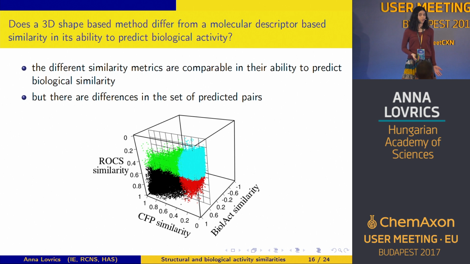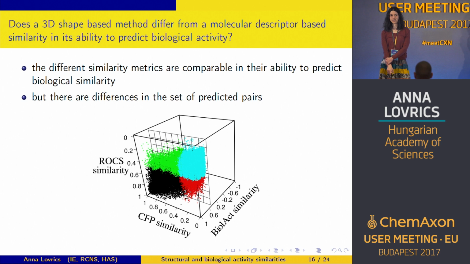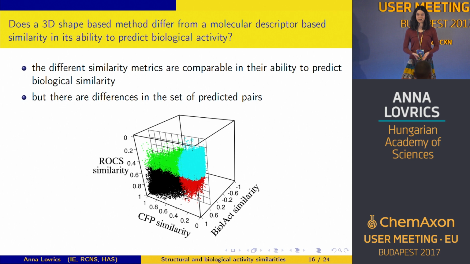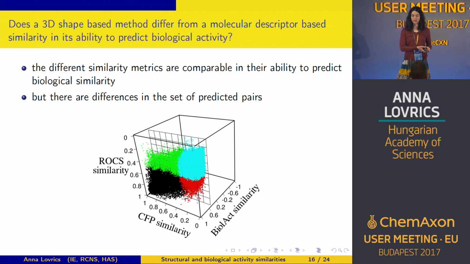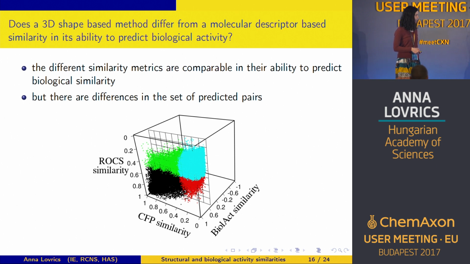And so we can say that the different similarity metrics are comparable in their ability to predict the biological similarity. And then the next question comes then, does it mean that they will actually select the same molecule pairs to be similar to each other? Well, they're not.